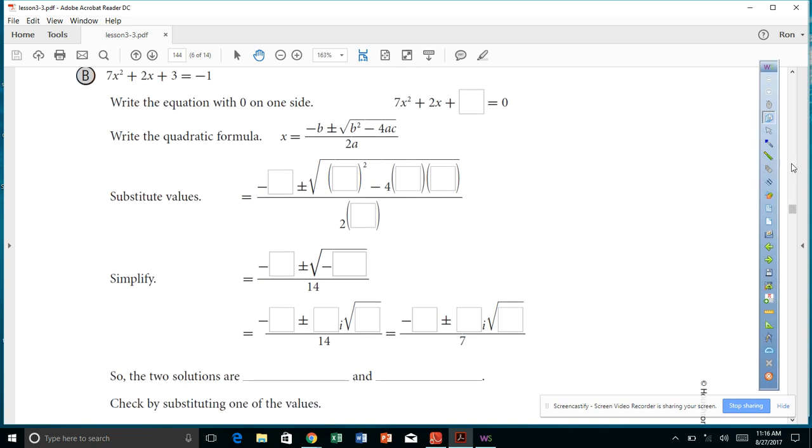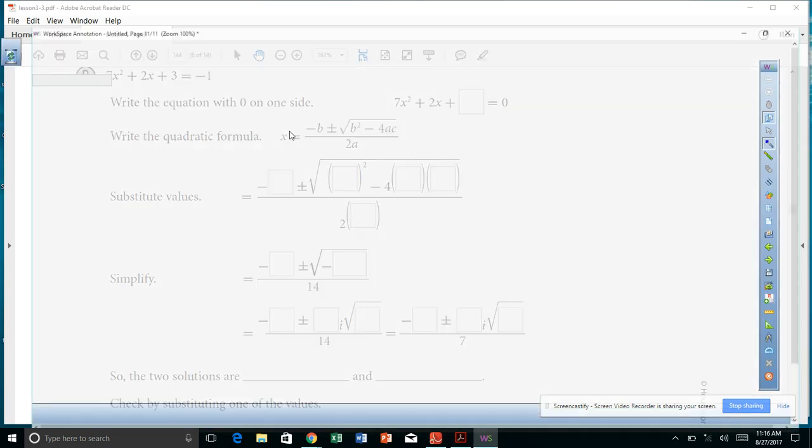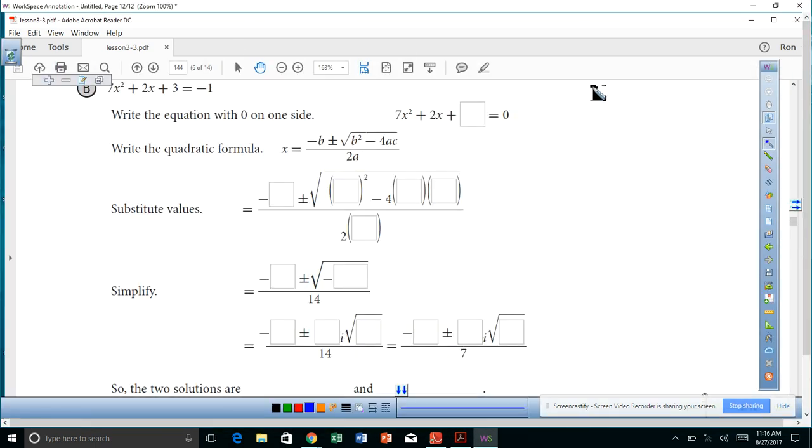So we got 7x squared plus 2x plus 3 equals negative 1. And let's check. We've got ax squared plus bx plus c equals 0. So it's not in that form. We're going to add 1 to both sides. All right, so we have 7x squared plus 2x plus 4 equals 0.